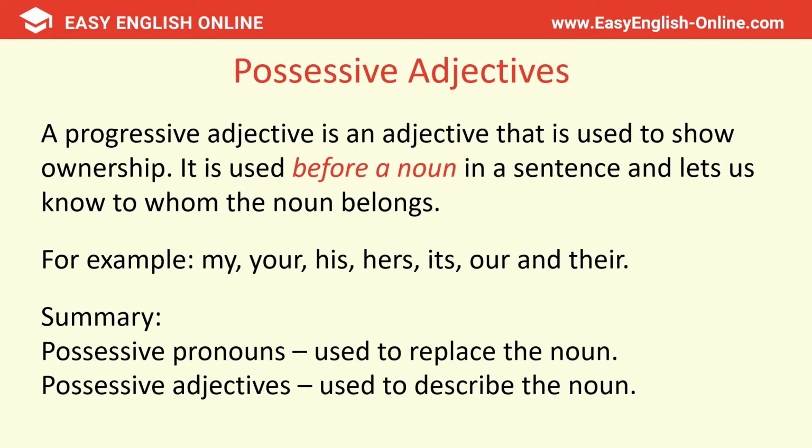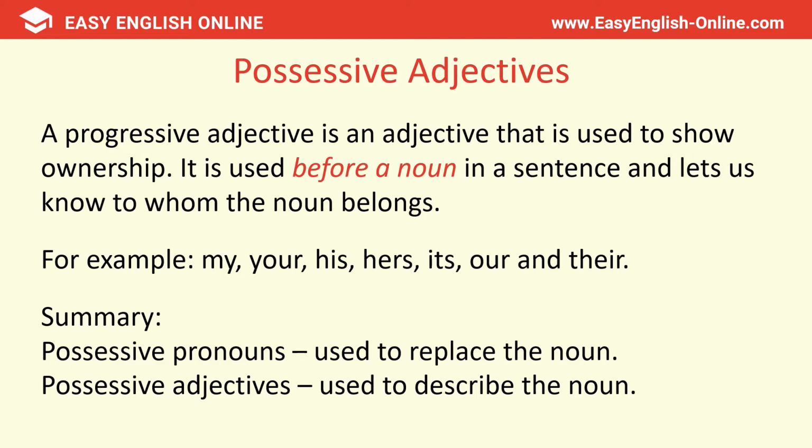Okay, so let's look at possessive adjectives. What is a possessive adjective and when do we use it? A possessive adjective is an adjective that is also used to show ownership, but it comes before a noun in a sentence and lets us know to whom the noun belongs. For example, my, your, his, her, its, our, and their.